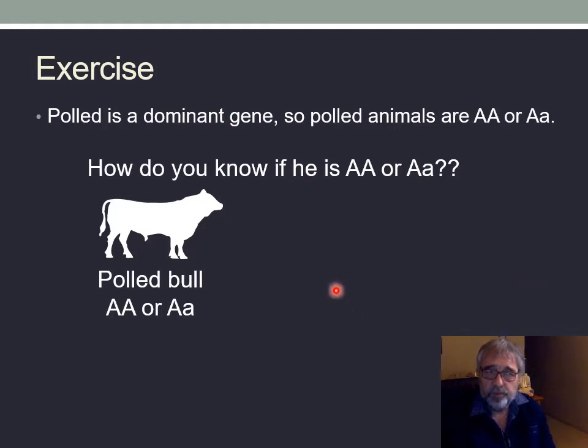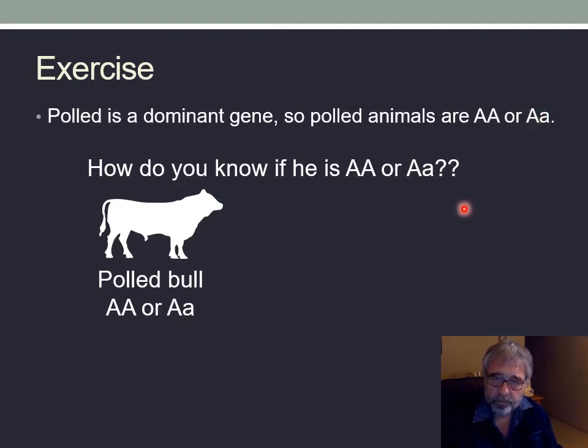A very important trait in terms of this type of inheritance is the polled gene. The polled gene is dominant over horned, so polled animals will have at least one copy of the dominant polled gene, but you will have animals that will breed pure, where they receive both copies from their parents, whereas in certain cases they will not breed pure in terms of the progeny.